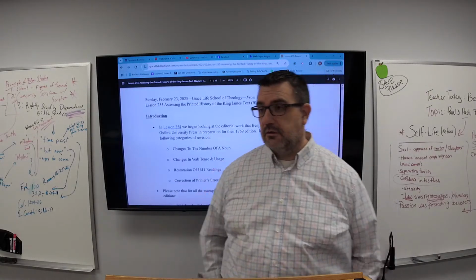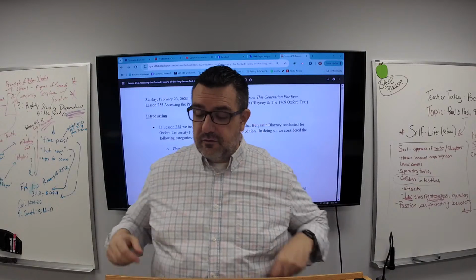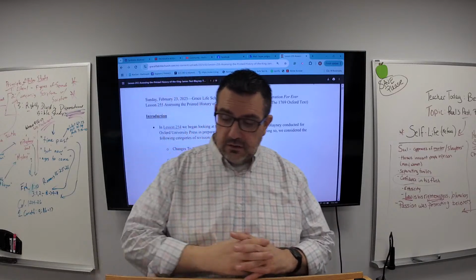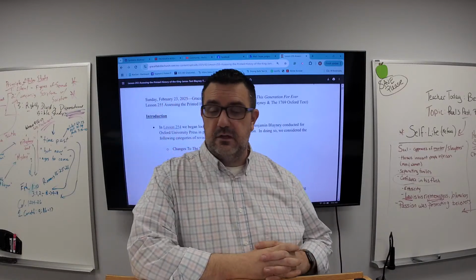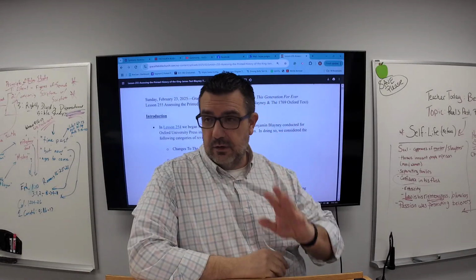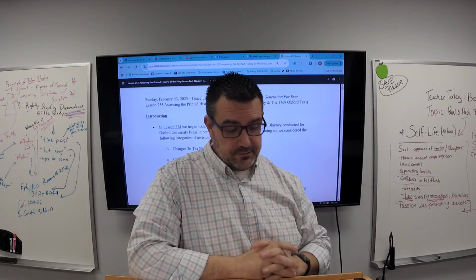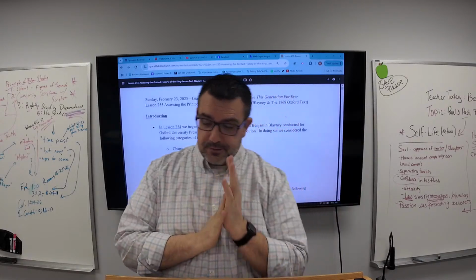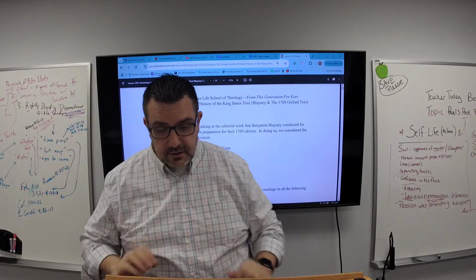So everybody should have in front of you a set of notes for lesson 255, assessing the printed history of the King James text, Blayney and the 1769 Oxford text. So we started looking at Blayney 2-3 lessons ago, and so we're going to continue with that here this morning. All right, so let's get right into things.